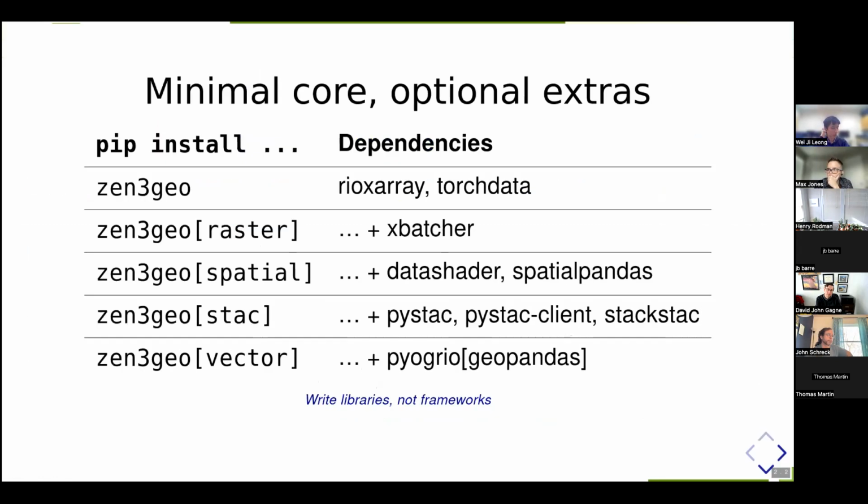So I'll start with how you want to install zen3geo. You can pip install it, and it actually pulls in just two libraries, rioxarray and torchdata, so it's quite simple in a sense. While rioxarray does pull in rasterio, and torchdata does pull in PyTorch, this is the minimal set of dependencies you want to work with. I've designed it so because everyone has dealt with dependency hell before, when you have a package that depends on way too many things and you run into conflicts.